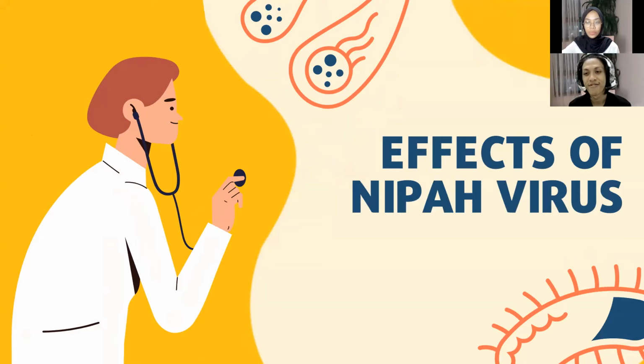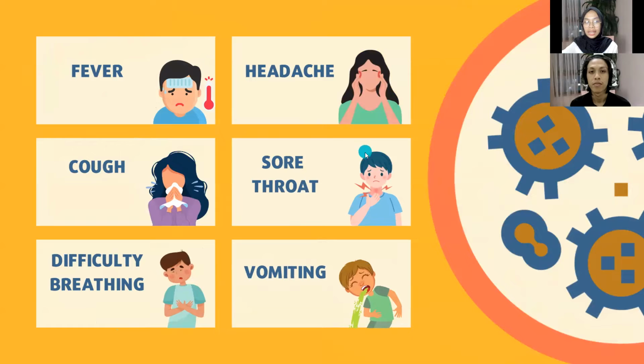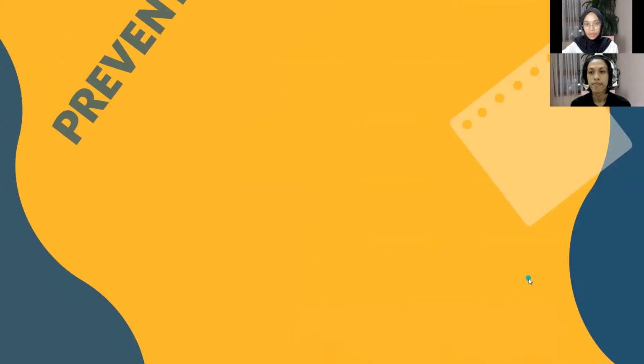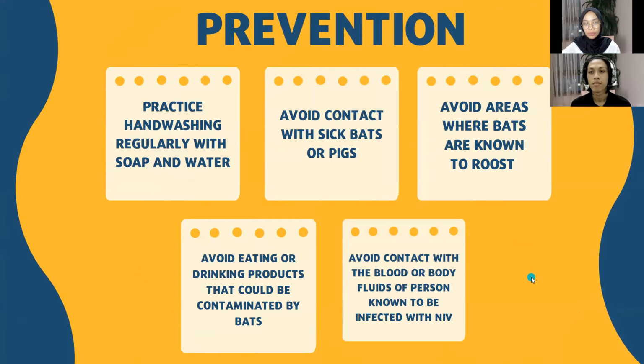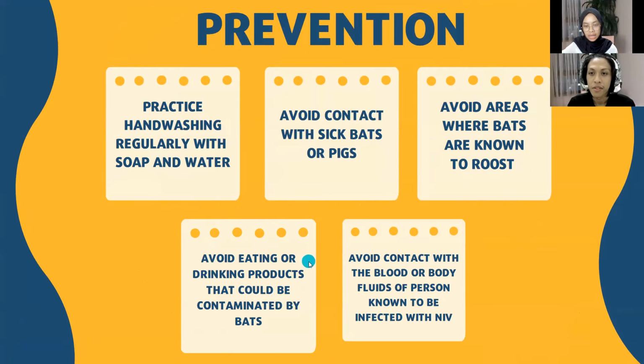So we move to the next topic, which is the effects of Nipah virus. Nipah virus can cause fever, headache, cough, sore throat, difficulty breathing, and also vomiting. Next, there are five ways to prevent Nipah virus. The first one is to practice hand washing regularly with soap and water. The second one is to avoid contact with sick bats or pigs. The third one is to avoid areas where bats are known to roost. The fourth one is to avoid eating or drinking products that could be contaminated by bats. And the last one is to avoid contact with the blood or body fluids of a person known to be infected with Nipah virus.